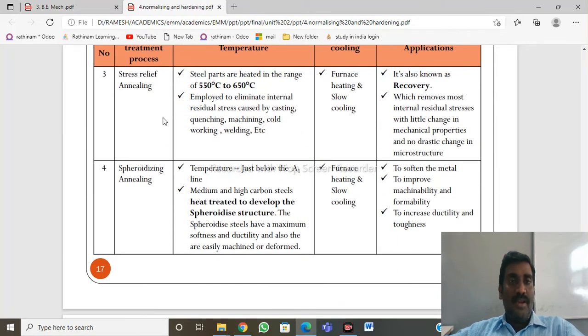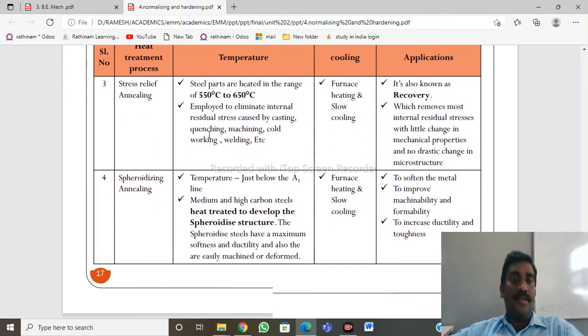Then the stress relief annealing, same 550 to 650 degrees centigrade, is employed to eliminate the internal residual stresses caused by casting, punching, medium cold working, etc. Furnace heating and slow cooling. It is also known as recovery, which removes most internal residual stresses, with little change in mechanical properties and no drastic change in microstructure. So the microstructure can be maintained as it is in the process annealing.